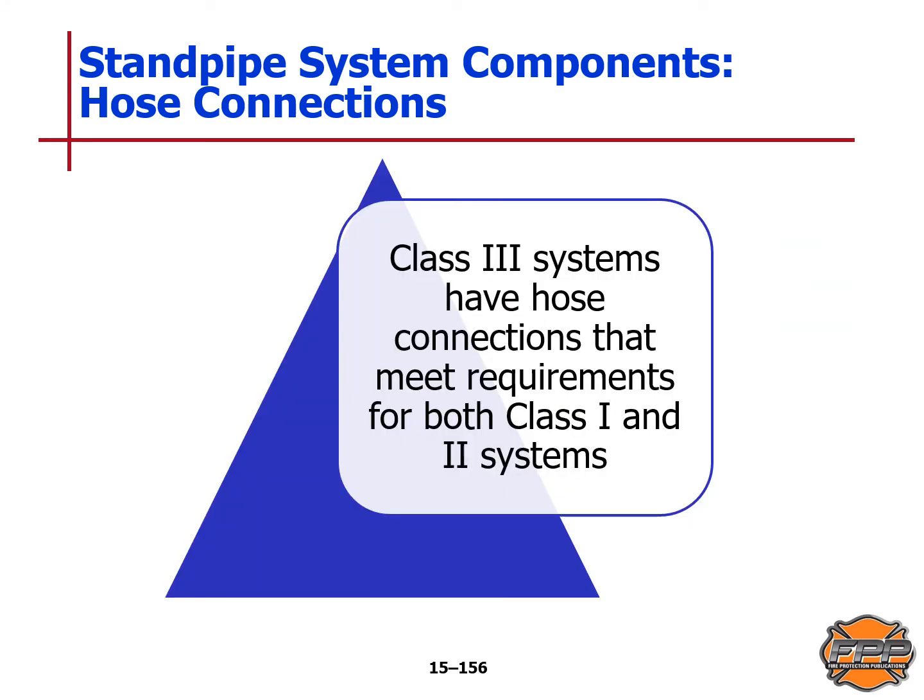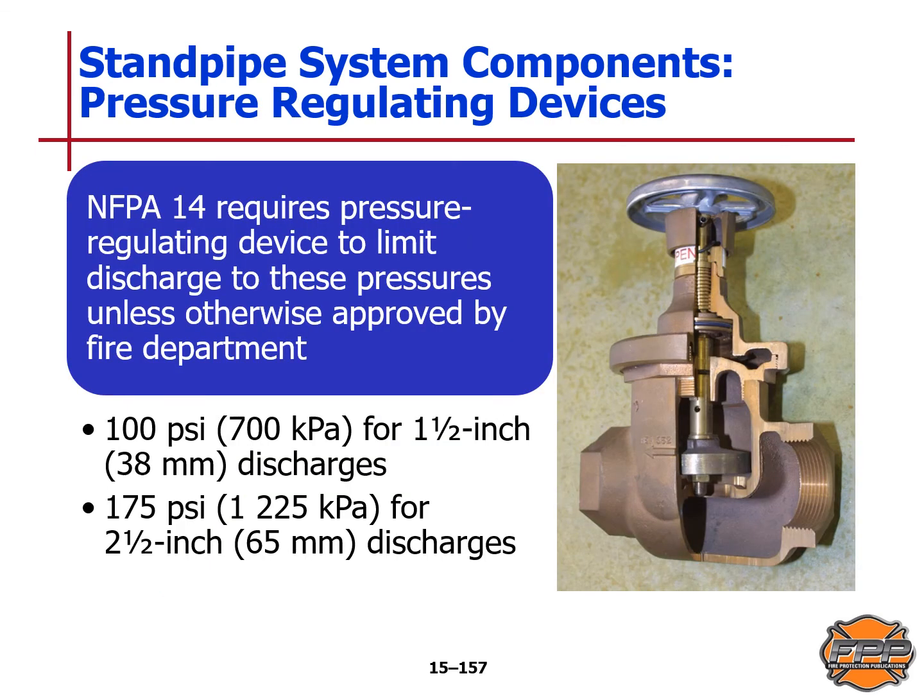Class 3 systems have hose connections that meet requirements for both Class 1 and Class 2 systems. NFPA Standard 14 requires pressure regulating devices to limit discharge to these pressures unless otherwise approved by the fire department: 100 psi or 700 kilopascals for a 1.5-inch or 38mm discharge, or 175 psi or 1,225 kilopascals for a 2.5-inch or 65mm discharge.